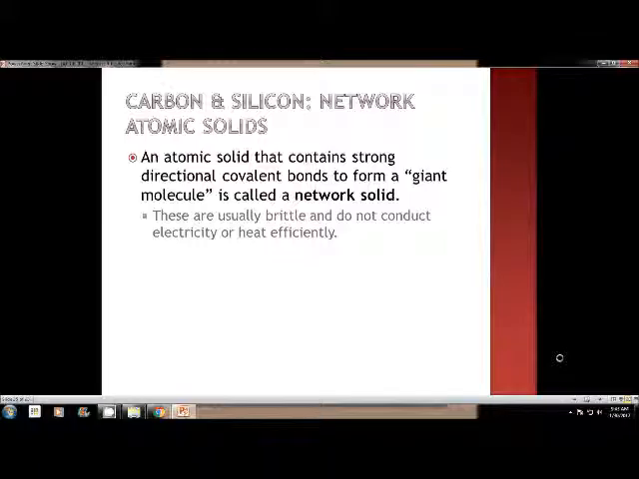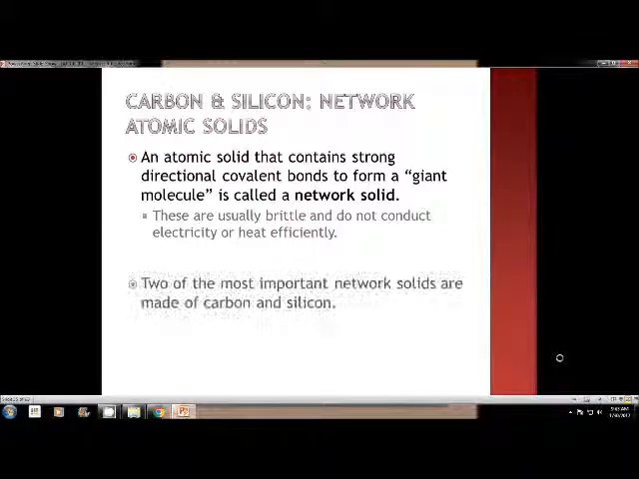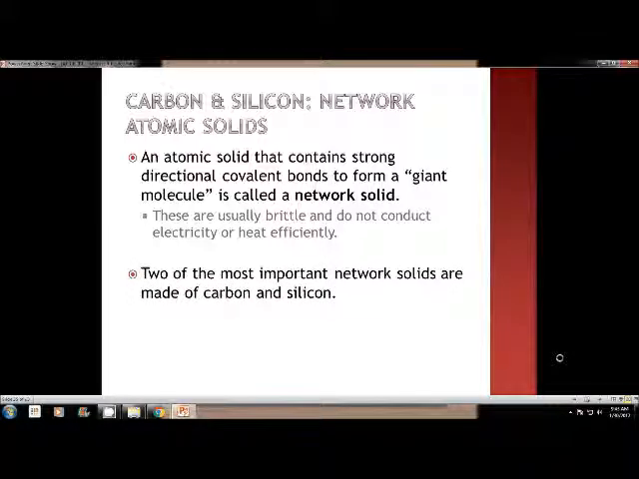To first talk about network atomic solids, carbon and silicon are both classified as these. A network solid is an atomic solid containing strong directional covalent bonds to form a giant molecule. These are usually brittle and do not conduct electricity or heat very well. Two of the most important network solids are made of carbon and silicon.